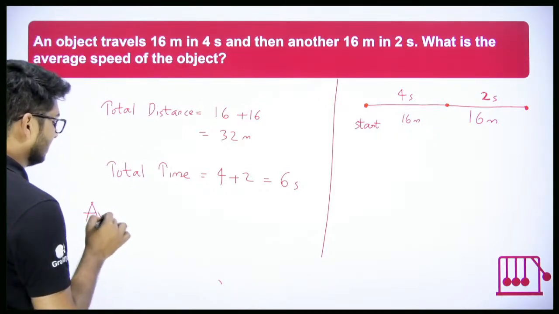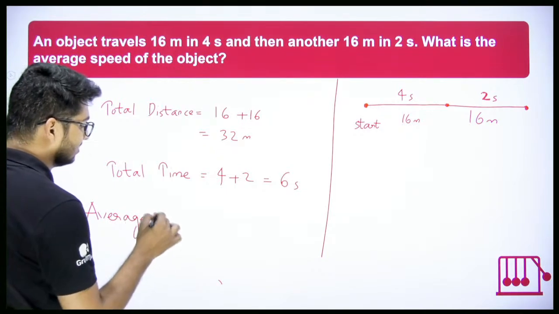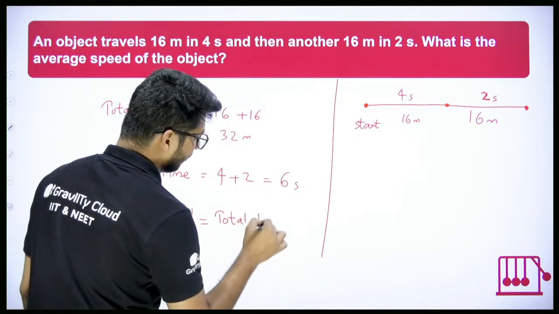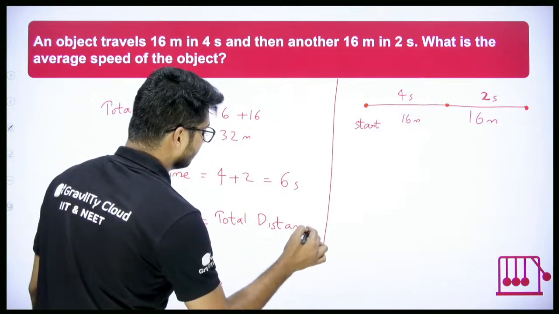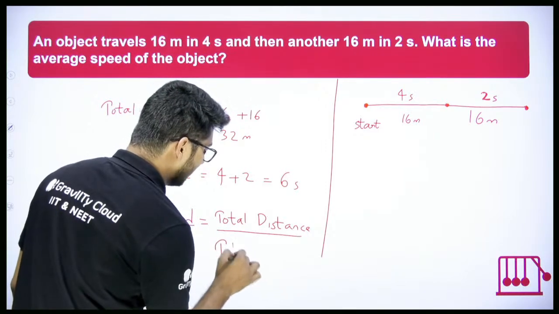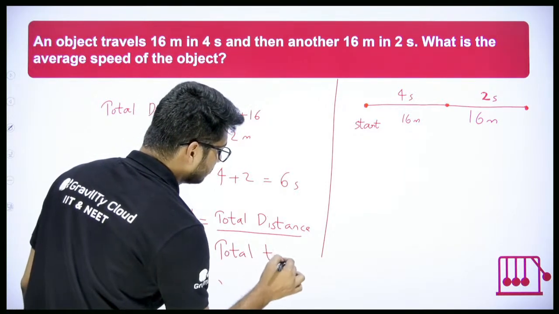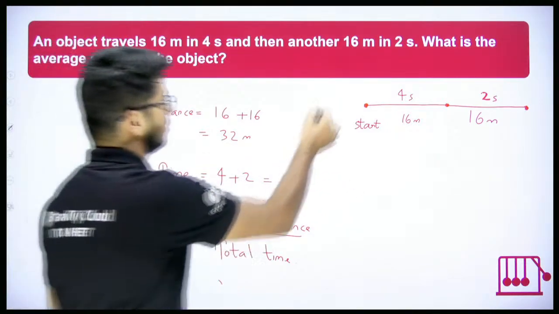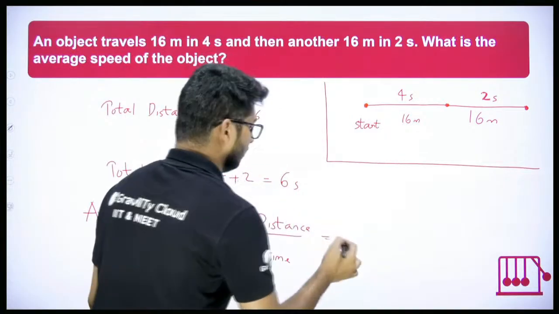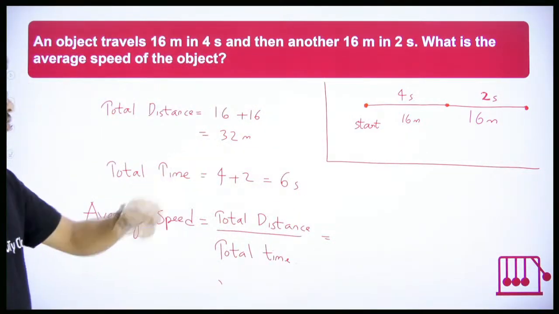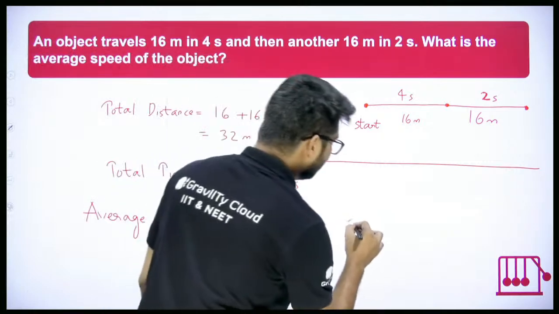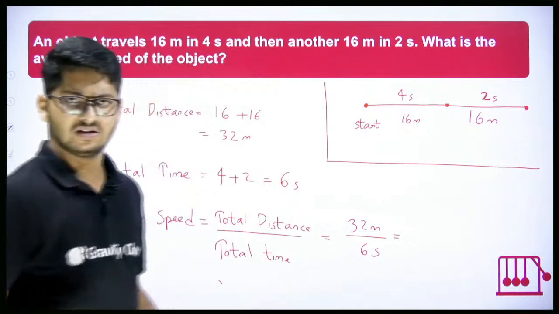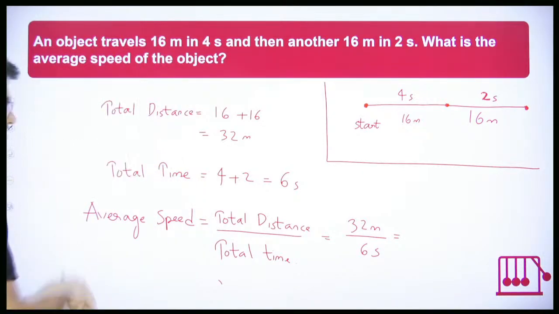Then after that, it's a very simple formula. Average speed is equal to total distance by total time. So if I keep this in mind, what is the total distance? 32 meters. What is the total time? 6 seconds. So 32 meters upon 6 seconds. That's it. You need not worry about anything else.